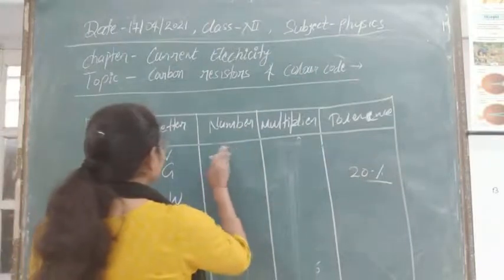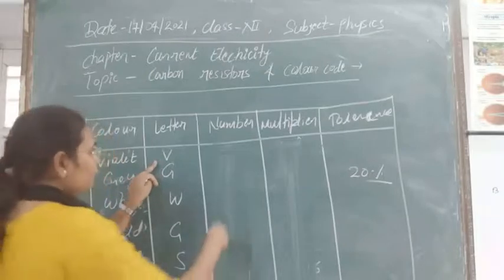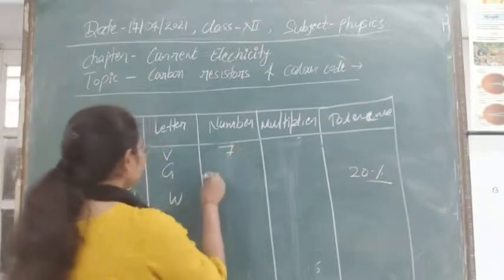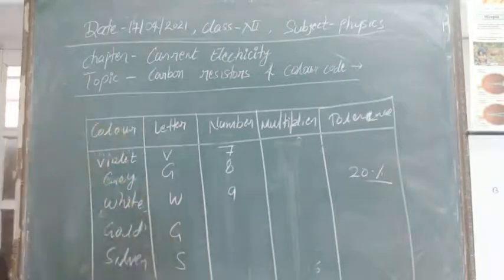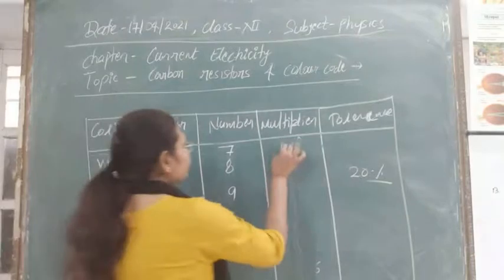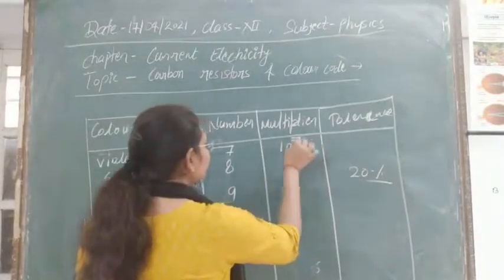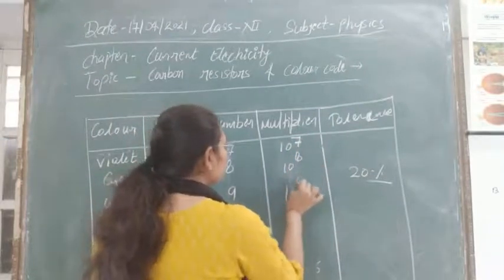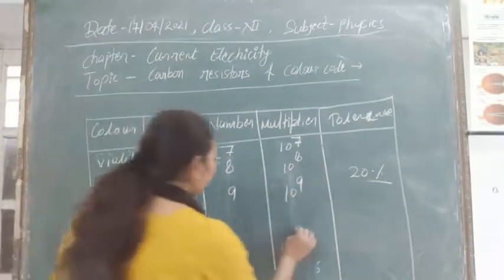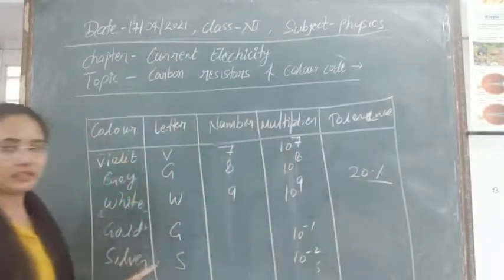Now again we will come to the case of the numbers. As for blue we have given 6, for violet it is 7, for grey it is 8, for white it is 9. For these two we don't have any number. Next, if we come to the topic of the multipliers, it will be 10 to the power 7, 10 to the power 8, 10 to the power 9, and for gold this is 10 power minus 1, for silver this is 10 to the power minus 2.